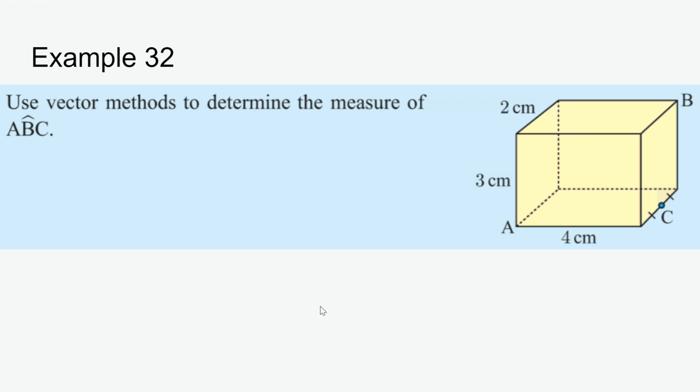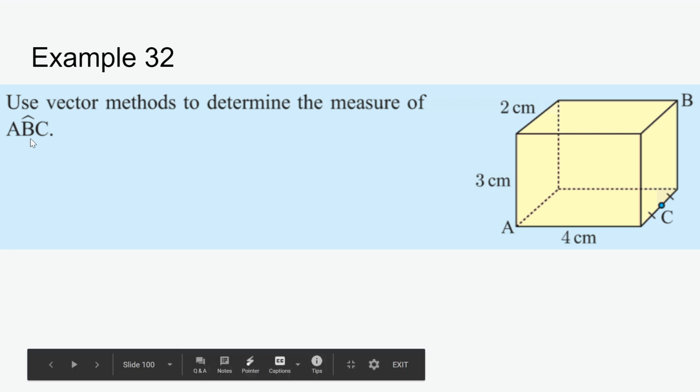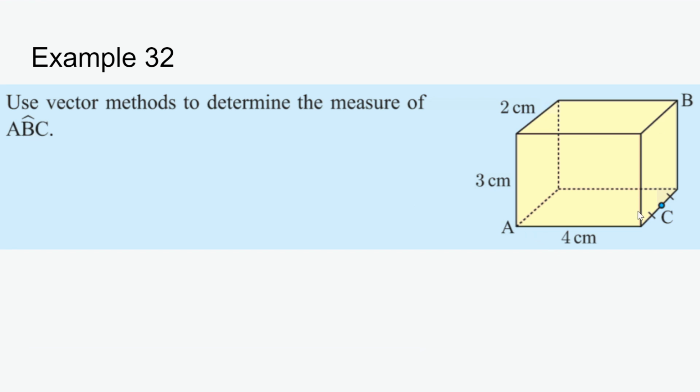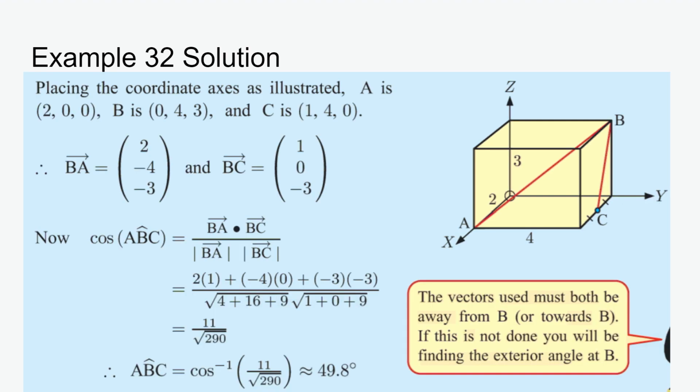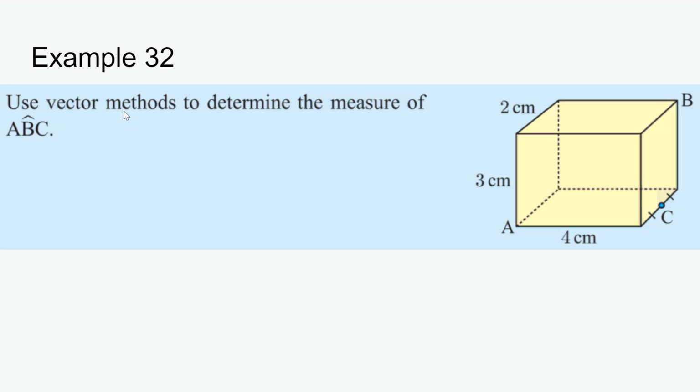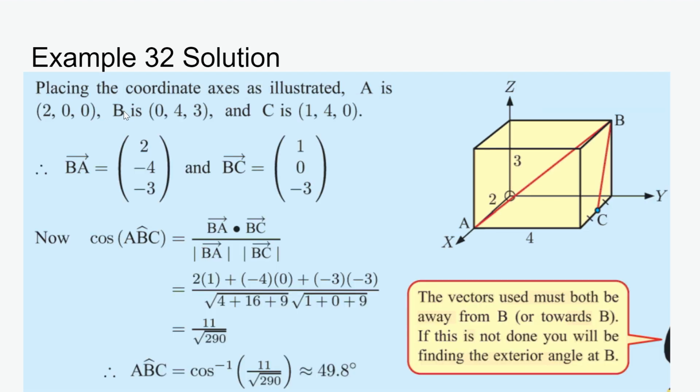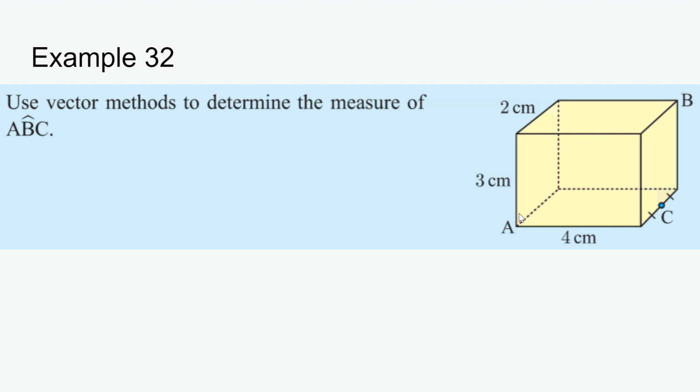One more example here. It says use vector methods to determine the measure of angle ABC. So here's A, here's B, and here's C. Oops, C is in the middle here. So A, B, C. I'm going to have to use quite a bit of knowledge about trigonometry to help us out here, but if I think about what's going on, it's really just an application of these vectors. If I put it onto a coordinate plane, notice the height is 3, the depth is 2, and the width is 4.